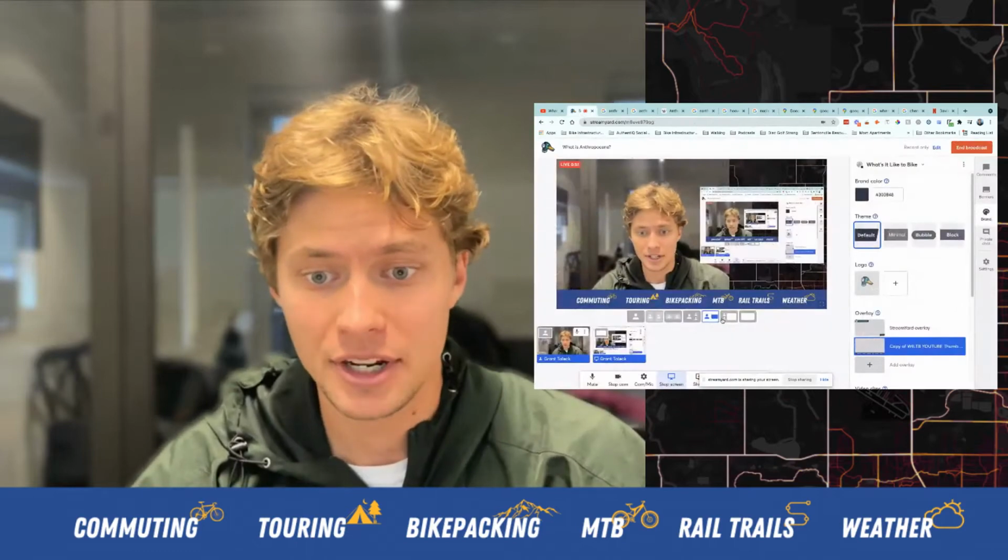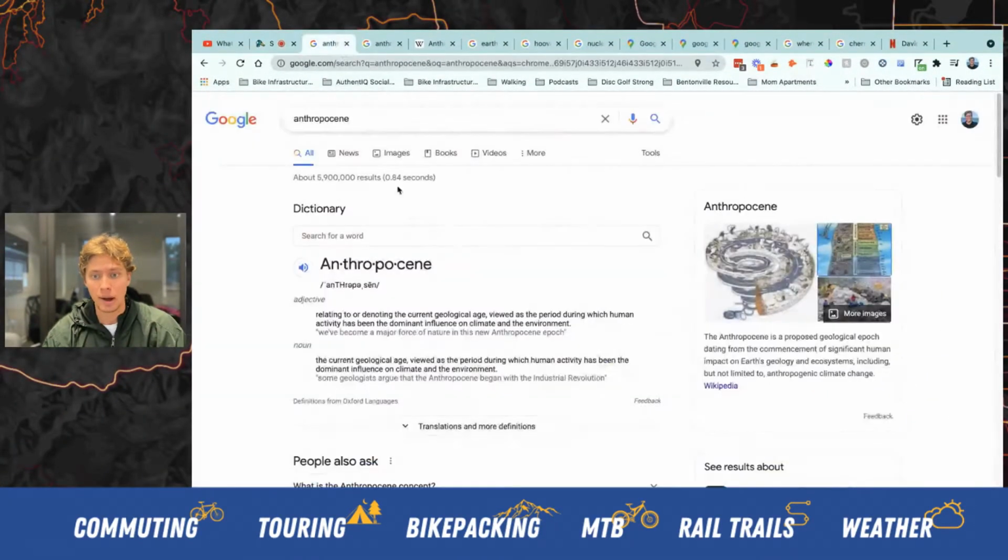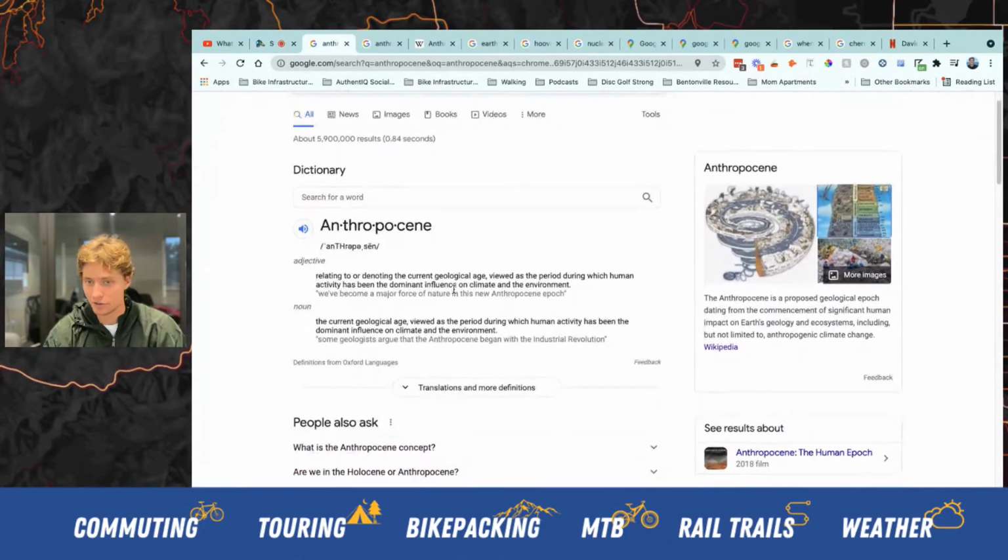So I'm just going to be learning kind of with you today about what the concept of Anthropocene is. If you don't know about it, here's the definition according to the Oxford Languages. It's relating to or denoting the current geological age viewed as the period during which human activity has been the dominant influence on climate and the environment.